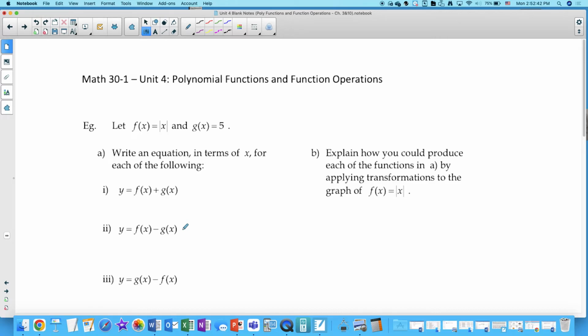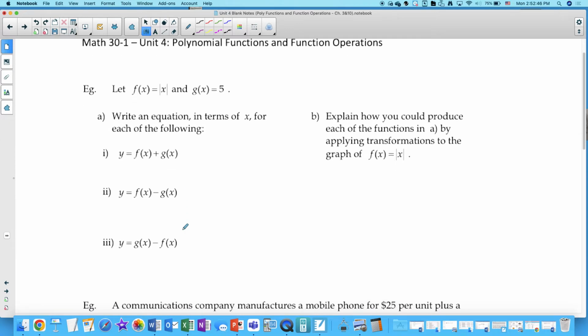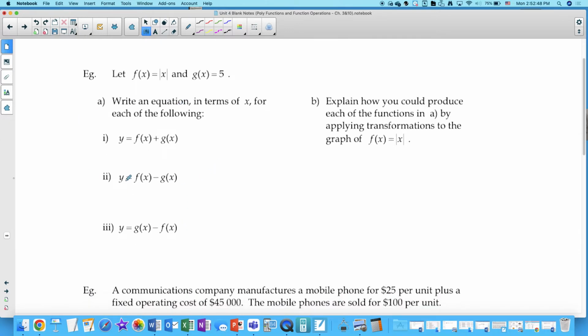Okay, so let's start by doing these sum and differences first. So what would this function be? Yeah. Absolute value of x plus 5. Right. Okay, what about f of x minus g of x?